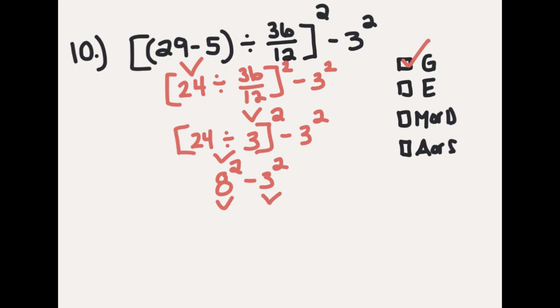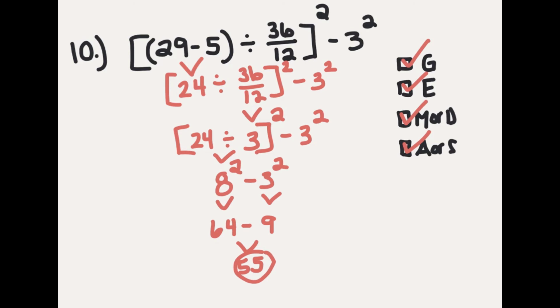And I can actually take care of both those exponents in one step here. 8 squared is 64. Minus 3 squared is 9. So now I can check off exponents. I don't have multiplication or division, just subtraction. And I can handle that. 64 minus 9 is 55.